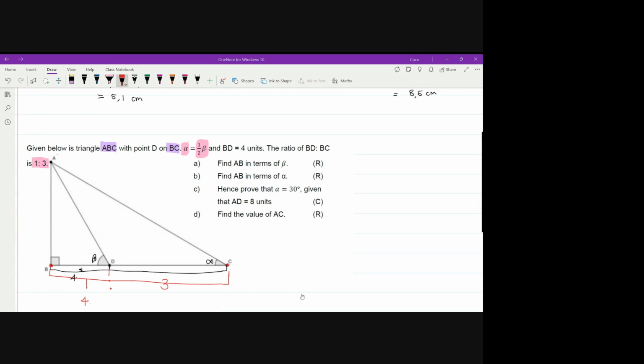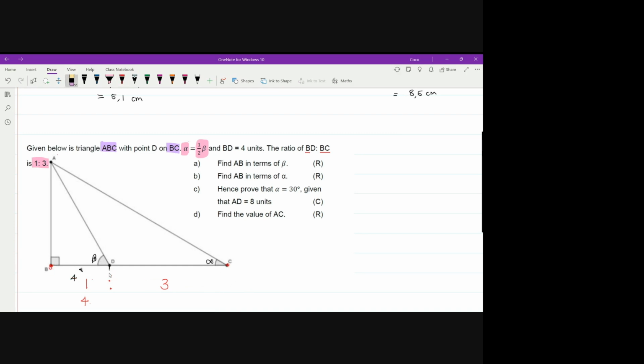Has anybody figured it out yet? DC is not going to equal 12. What is equal to 12 specifically, Emmanuel? Not DC. What is equal to 12? That's it, Tristan. BC is equal to 12. Well done, Abu. Because this thing is in a ratio of 1:3 from BD to BC. If BD is 4, that means BC is 12, right?